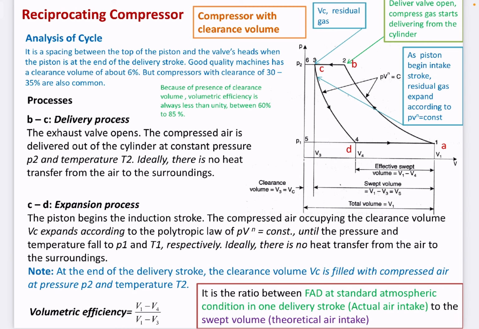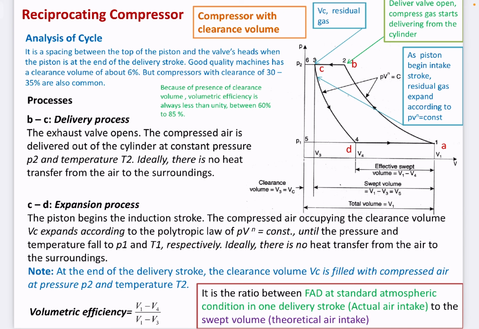We would discuss what is known as the volumetric efficiency of a reciprocating compressor. On your screen, what you see is the pressure volume diagram for a single stage reciprocating compressor. In this pressure volume diagram, I have plotted four processes: process A to B, process B to C, C to D, and D to A.